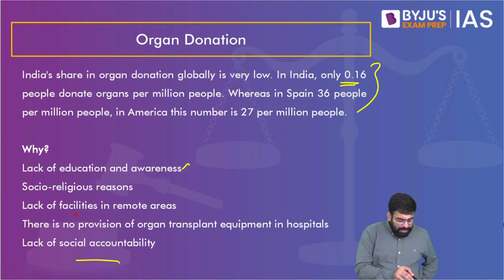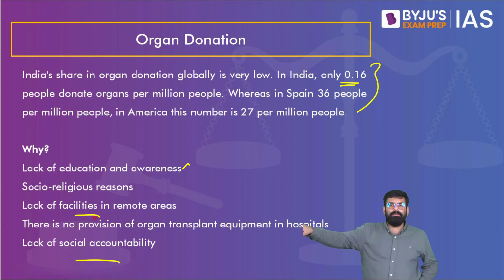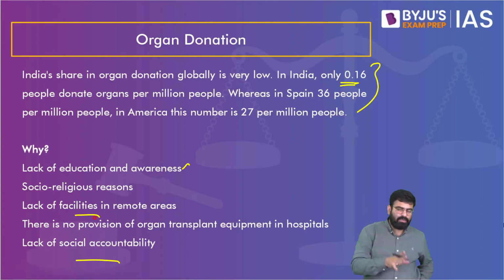Then ultimately there are no facilities. Even if you want to donate, where are the facilities? Because you need a facility to actually make that happen, not the transplant, but at least you have to extract the organ. Then you have to keep it safe, you have to take it safely. Where is the infrastructure for all that? There is a lack of infrastructure.